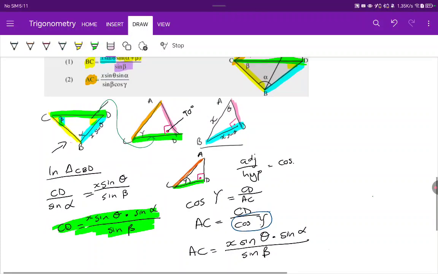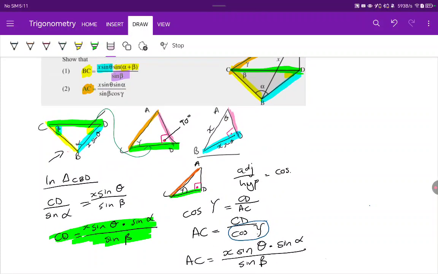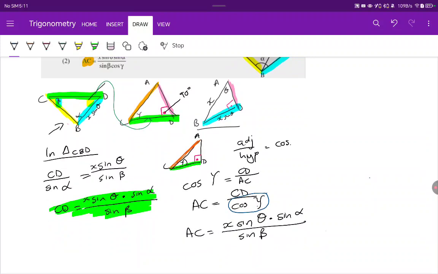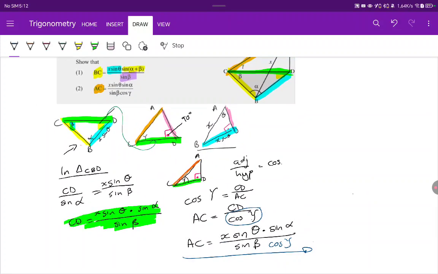Okay, let's do that and go back to the question. Can you see that we've actually answered the question? So that cos, I don't actually need to translate that to anything. That is what the question asked for. x sine theta sine alpha divided by sine beta over cosine of, is it gamma, I think. Okay, there we go.